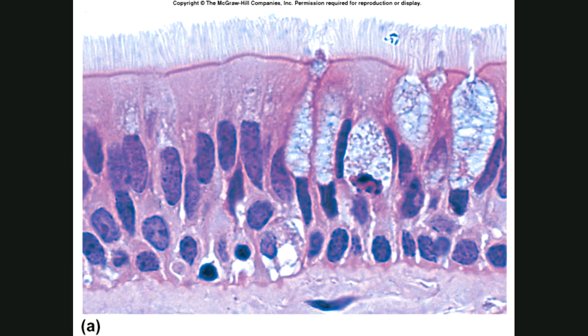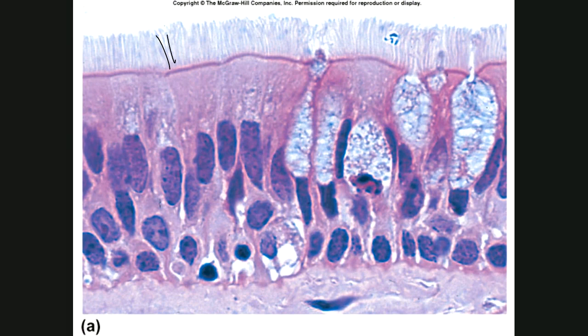So look at this. This is a blow-up of that. Here's the basement membrane. There's my apical surface. So here's the tissue from here to here. So we know it's an epithelial tissue. And then here are all of these cilia. So it has to be pseudostratified columnar.